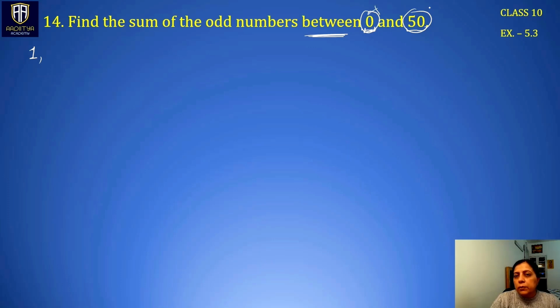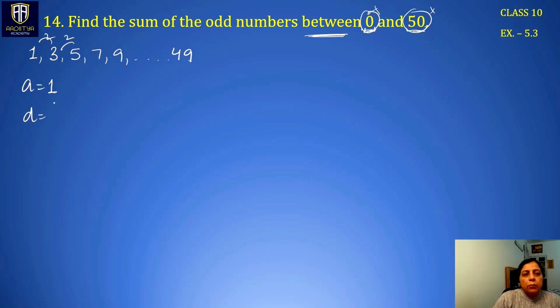Leaving these two numbers, the first odd number is 1, the next odd number is 3, next is 5, 7, 9 and so on. Between 0 and 50, 49 is the last odd number. This is the sequence that you have got. We have to find the sum of the numbers present in this sequence. The first term is 1 and the common difference between two consecutive odd numbers is 2.